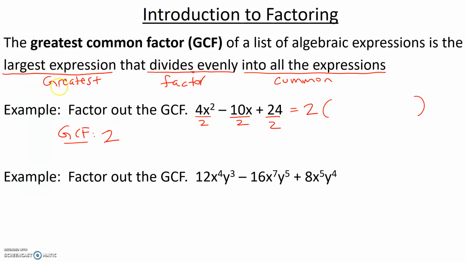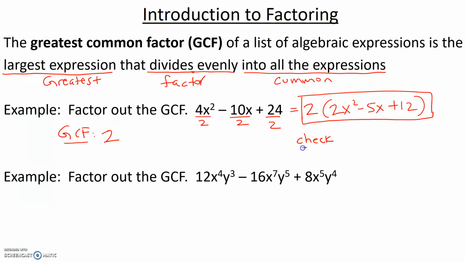Since the greatest common factor is the largest expression that divides evenly into all the expressions, we will divide each expression by 2. So 4x squared divided by 2, 4 divided by 2 is 2, the x squared remains as x squared. Negative 10 divided by 2 is negative 5, the x remains as x, and 24 divided by 2 is 12. Four x squared minus 10x plus 24 is equivalent to 2 times 2x squared minus 5x plus 12.